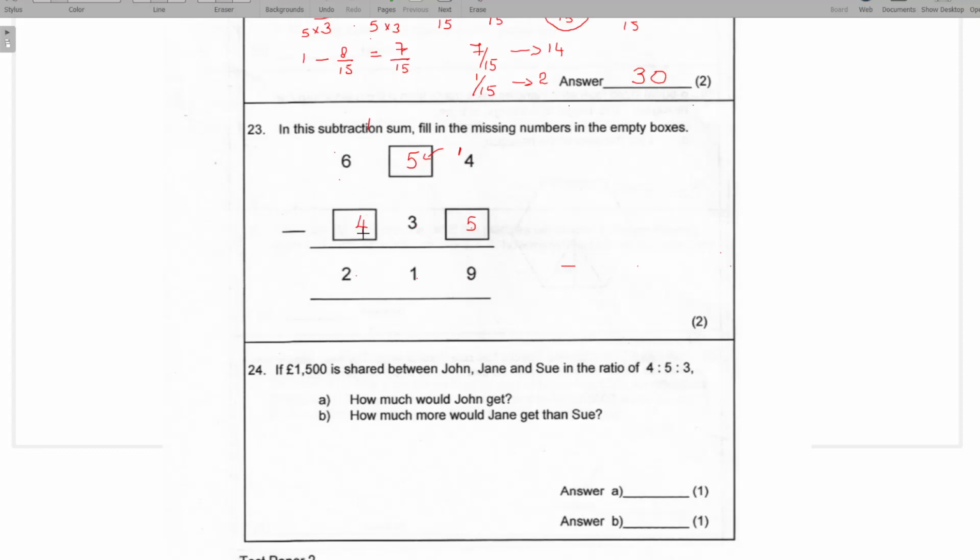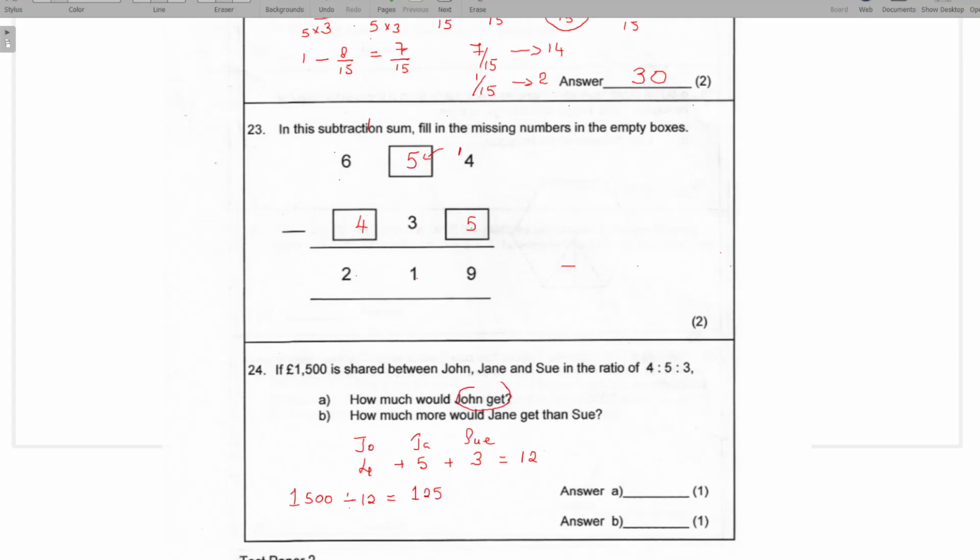If 1,500 is shared between John, Jane and Sue in the ratio 4:5:3, how much would John get? So that is John, this is Jane, this is Sue. The ratios are 4:5:3. So what do we do? We add the ratios. That is 12. 1,500 divided by 12 will give you 125.